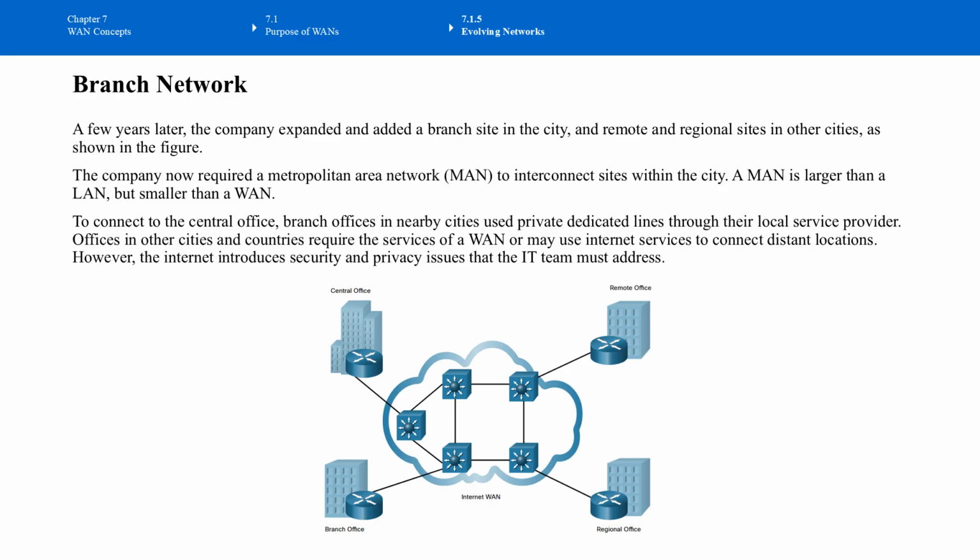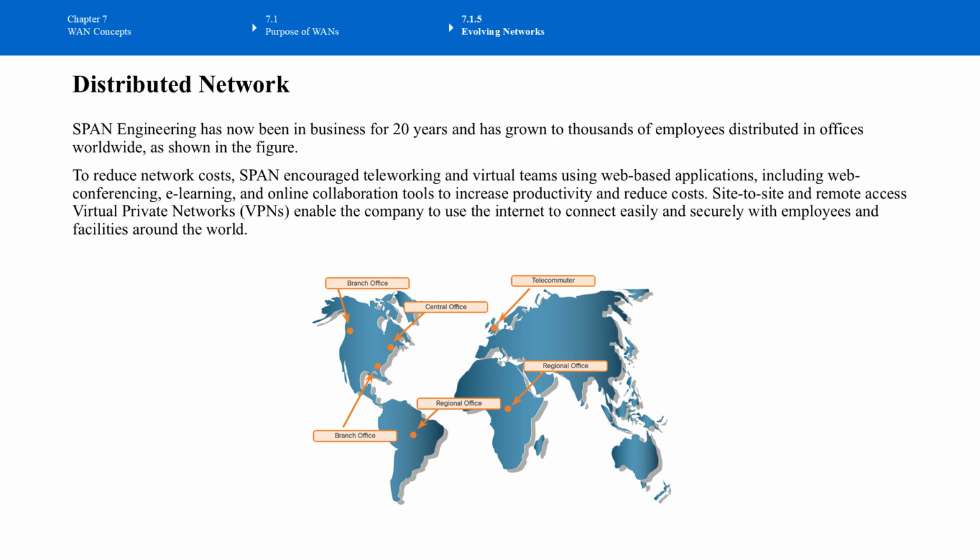To connect the central office, branch offices in nearby cities use private dedicated lines through their local service provider. Offices in other cities and countries require the services of a WAN or may use internet service to connect distant locations. However, the internet introduced security and privacy issues that the IT team must address.